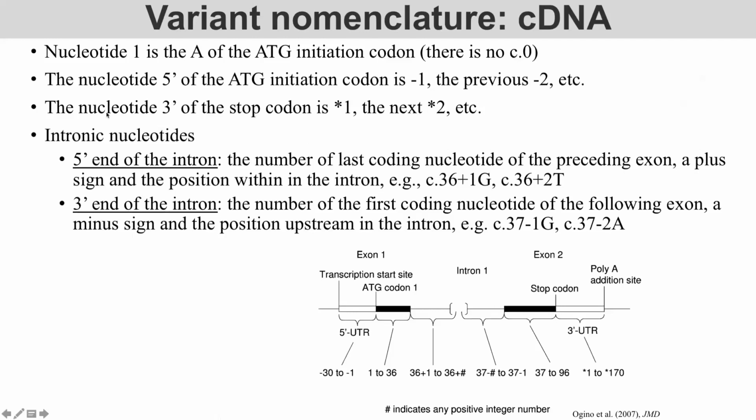And then the same is true at the 3' end. As soon as you stop, it then goes to *1, *2. There is no *0 position when you're in the 3' UTR. And then for introns, you use the last coding position of the exon. If you are going into the 5' end of the intron, you're using the plus symbol to show how many nucleotides into the intron you're going. If you're talking about something on the 3' end of the intron, you use the first coding nucleotide of the exon and then add the minus sign for how many positions upstream you're going.